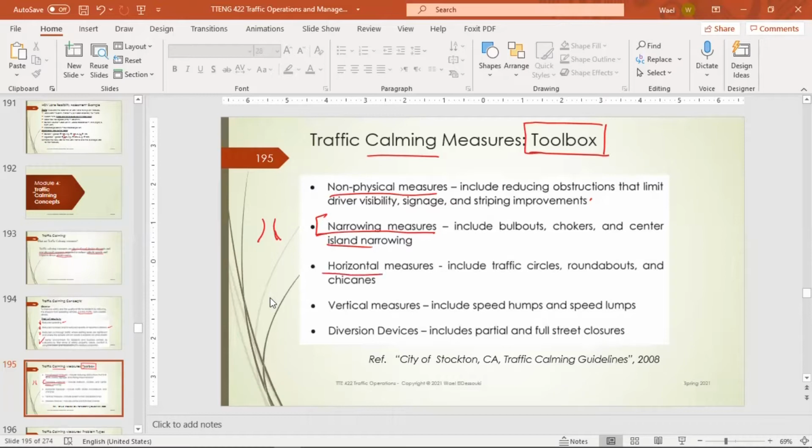Horizontal measures include traffic circles, roundabouts, and chicanes. Vertical measures include speed humps and speed lumps. Diversion devices include partial and full street closure. And we will talk about each of these elements from the toolbox separately.